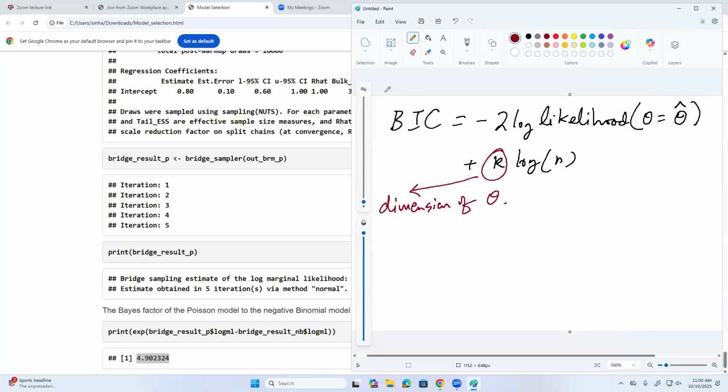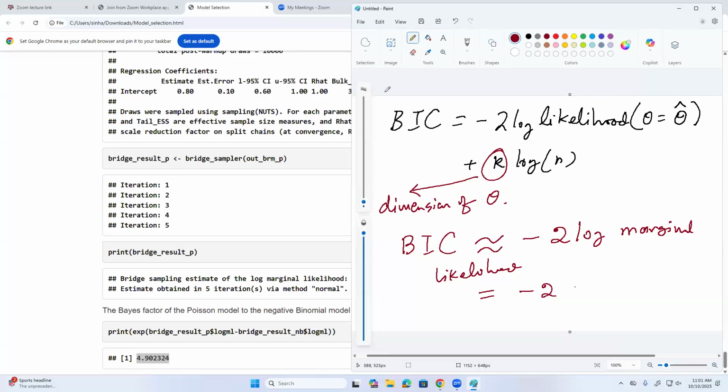And it is shown that BIC is approximately equal to minus 2 times log of the marginal likelihood. So that means it is minus 2 times log of the probability of the data given a model.